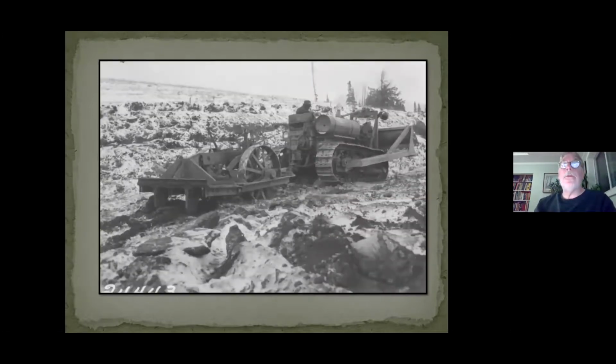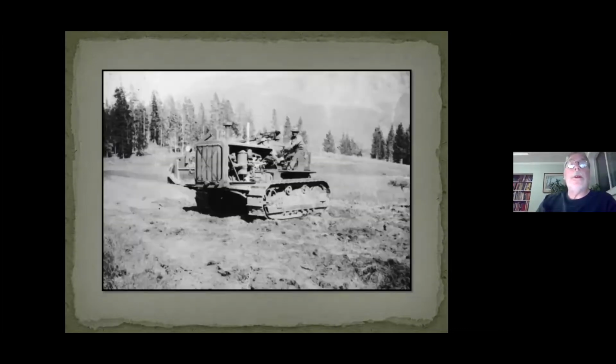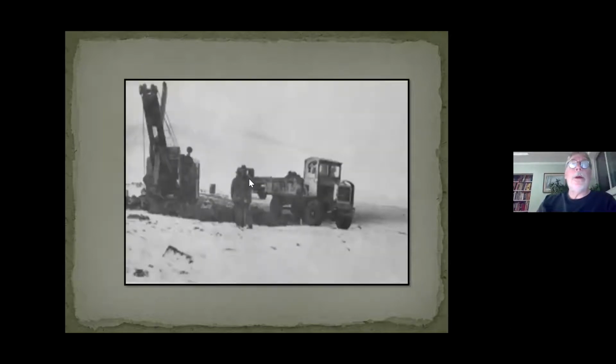This is a photo of one of McNutt Pile's bulldozers clearing a route. Must have been late spring, early fall. Again, another one. We don't have as many photographs of their operation as we do of Morrison Knudsen's. Here we are again. It just doesn't really show the same coordinated activity as Morrison Knudsen had.